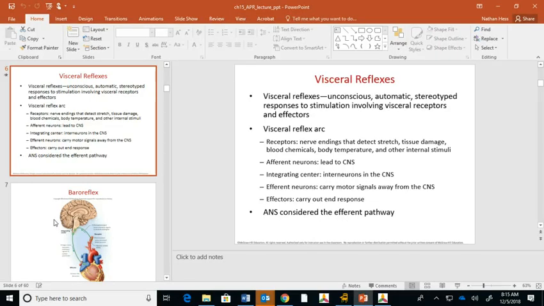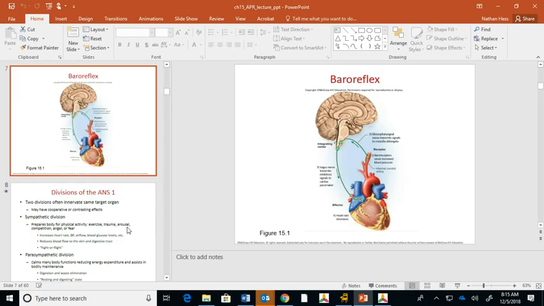And then that effector neuron gets to some effector to actually make something happen. So they have a great example here, on page 556, showing you an example of an autonomic reflex arc, this visceral reflex arc. So they're using what's called the baroreflex. Baro, does anyone know what baro means? What's a barometer? What does that measure? Not wind speed, air pressure. Yeah, pressure, air pressure. So this is a pressure reflex, a pressure from your heart.